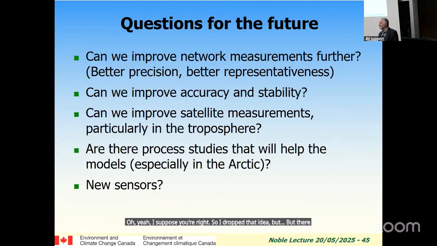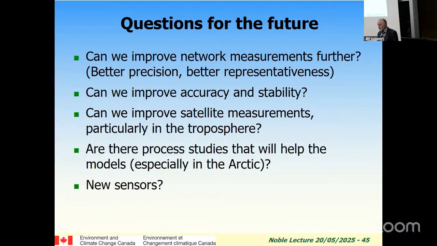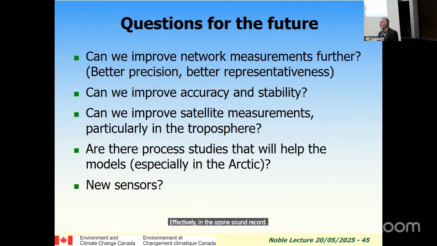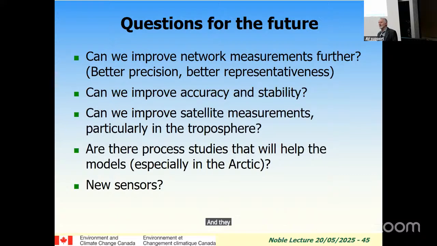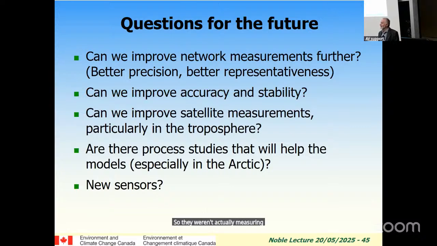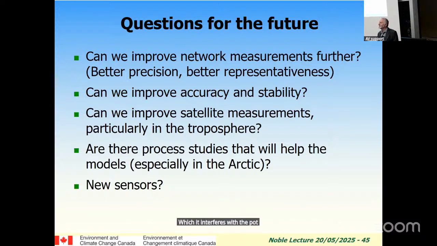But there are often things that you can find. I've made a career out of looking at our long data record and finding interesting things. In the European record, you can find measurements of sulfur dioxide effectively in the ozone sonde record. There are whole periods where the Payerne sondes were showing 0 ozone at the surface, and they happen to match up quite nicely with what the sulfur dioxide monitor was showing. So they weren't actually measuring 0 ozone. The sulfur dioxide was killing the measurement, which it interferes with the potassium iodide.